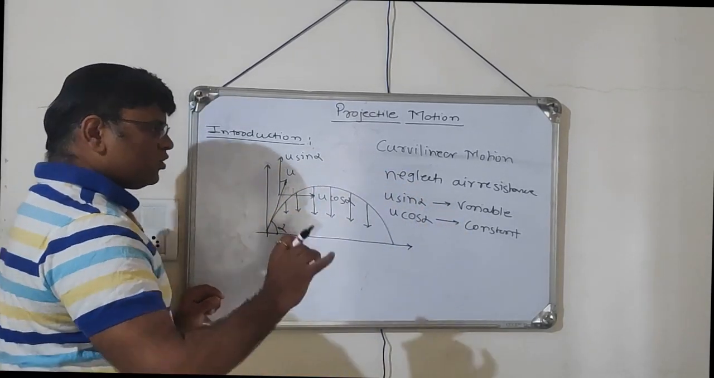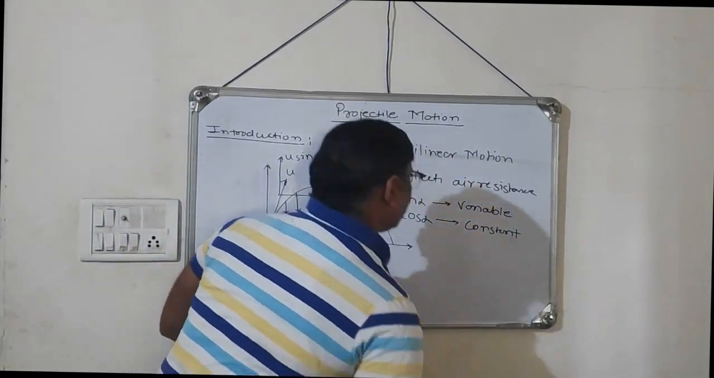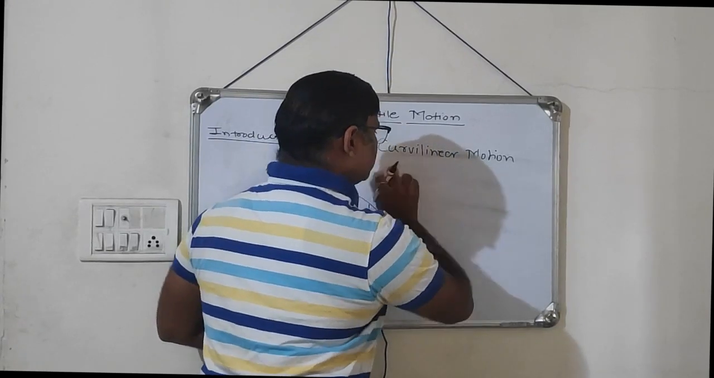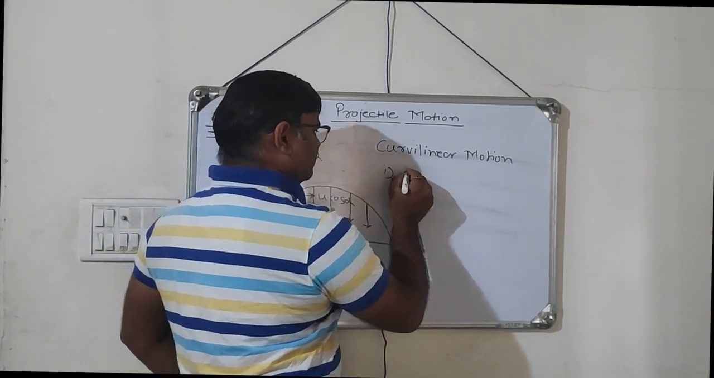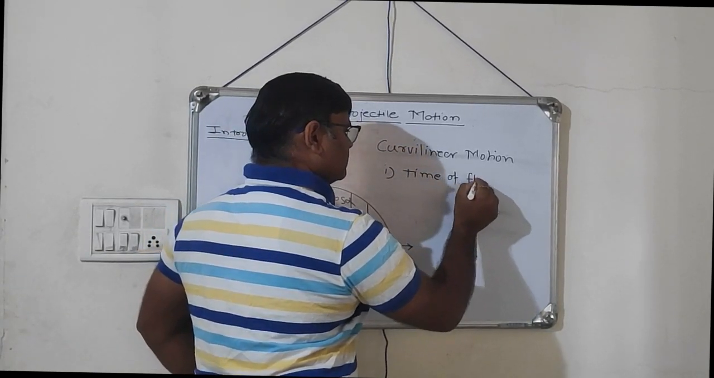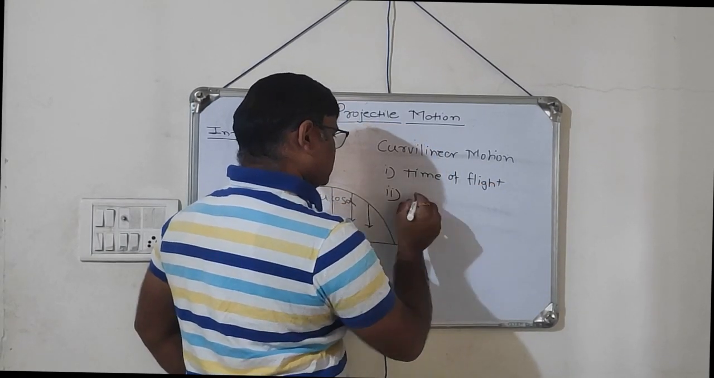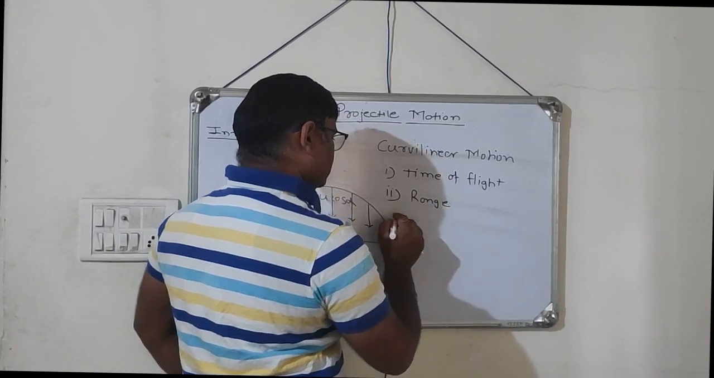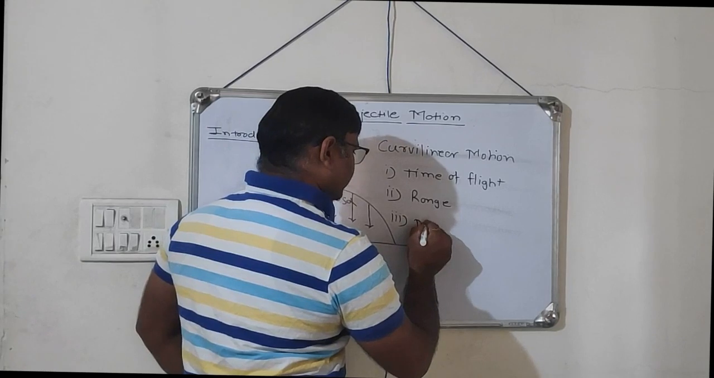So what are the unknowns in projectile motion? We will see what unknowns we need to identify or calculate. The first unknown is the time of flight. The second unknown is the range, or horizontal range. The third unknown is the maximum height reached by the particle.